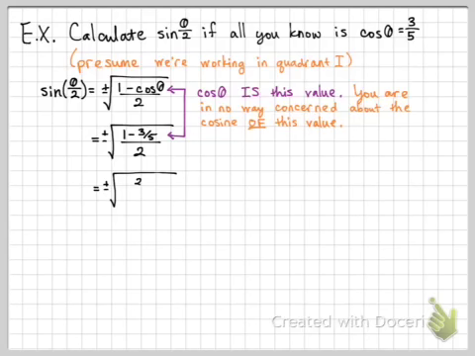Also notice that this value does not get written inside the original function because the value is just that. It's a value. It's post-examination. It's not a trig function of anything. So this equals the square root of 2/5 divided by 2, which of course is the square root of 2/10.